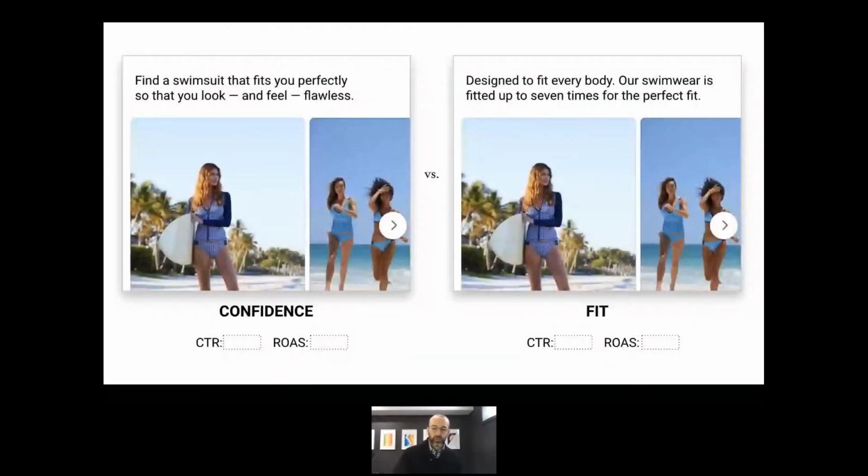So here's an example of one of our clients. They are an e-commerce D2C swimwear brand. And we always approach this with a couple different angles. It's not just writing random copy and throwing spaghetti at the wall and throwing it out to the market to test.